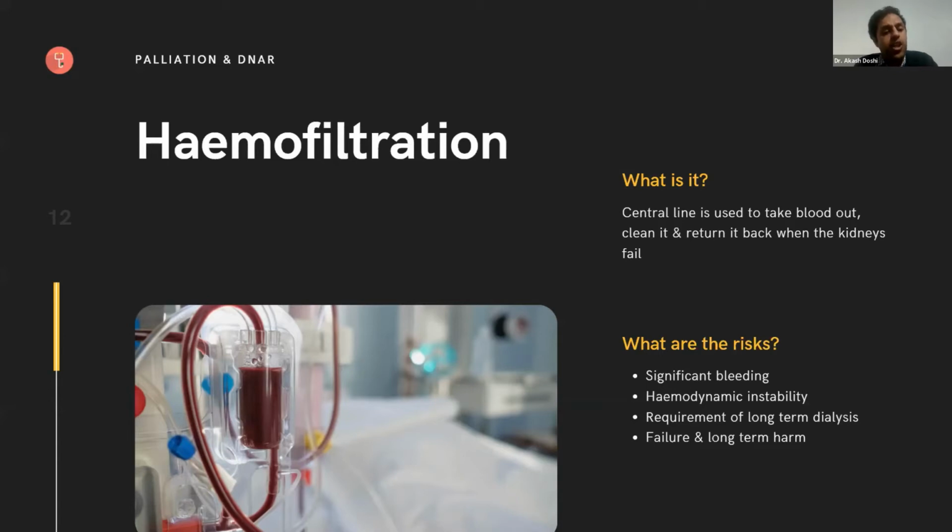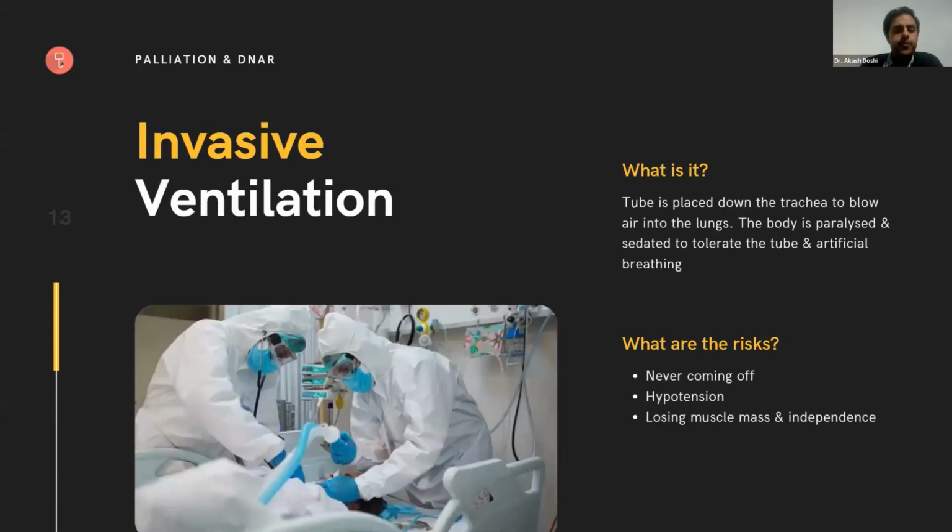And so when you do the trials and you check which patients do well on dialysis, you find that those who are particularly elderly or have significant comorbidities essentially die sooner than those who are offered and given dialysis. And so it really needs to be the right person that we consider for this, because it's quite a hefty procedure to have. And then there's invasive ventilation.